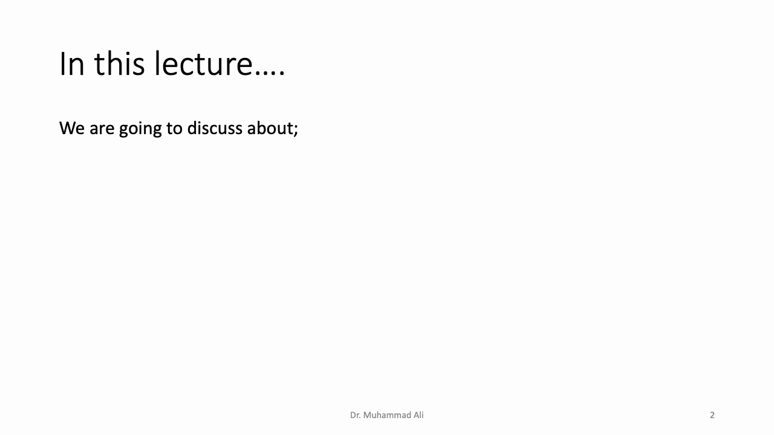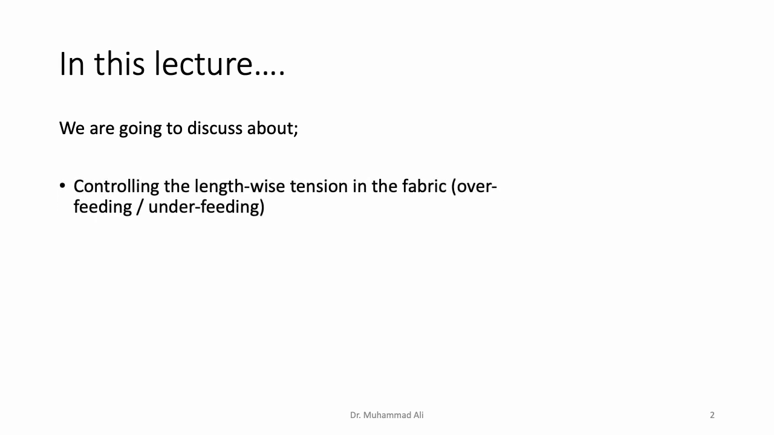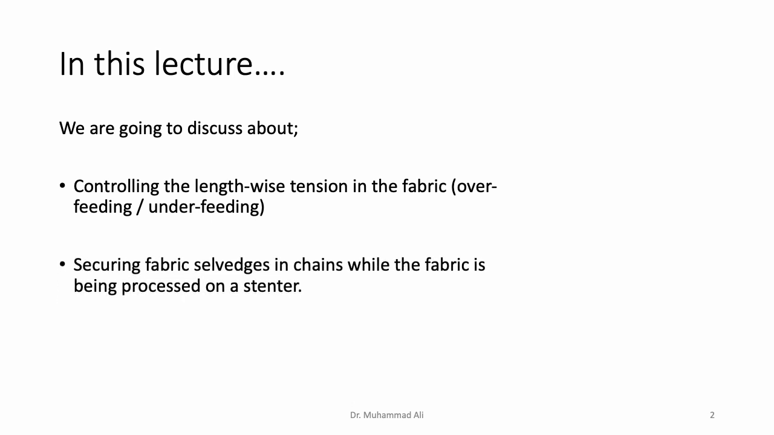So in this second part of this lecture series on processing of a fabric on a Stenter, we are going to specifically focus on two aspects. The first one is how we control the lengthwise tension in the fabric when it is being processed on a Stenter. The technical terms for controlling the lengthwise tension are called overfeeding or underfeeding. The second thing that we will be covering in this lecture is the mechanisms that are involved to ensure that fabric selvages are properly secured in the Stenter chains as it is carried through the machine.